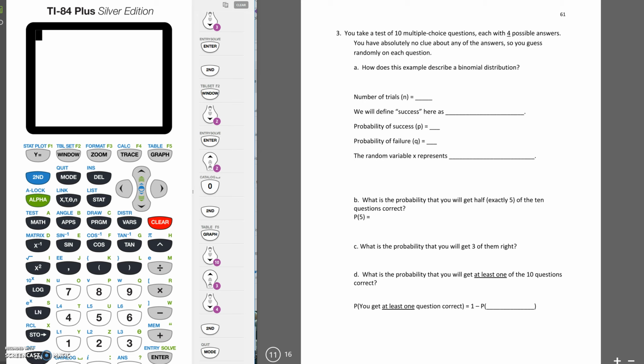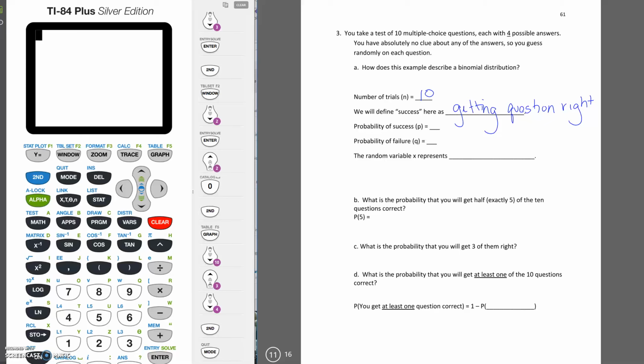So the number of trials would be the number of questions on the test. So our n is 10. That's our fixed number of trials. We'll define success here as getting the question right. So guessing the question right. Now our trials are independent here because how you do on the first question on a multiple choice test doesn't affect how you do on the second question. We either get it right or we get it wrong.